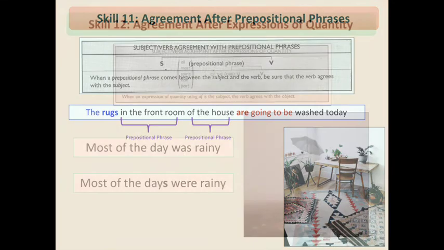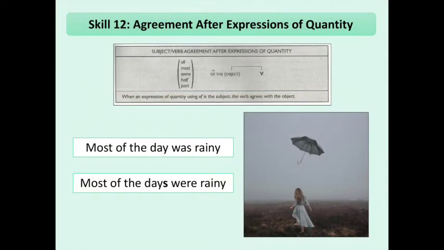Skill 12 is agreement after expressions of quantity. When an expression of quantity using of is the subject, the verb agrees with the object. So if you have any of these words here, and then of the and a noun, your verb needs to agree with that noun. Let's look at two examples.